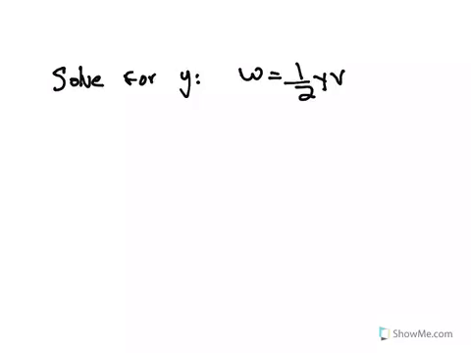In this example, we're solving a literal equation for a specific variable. In this case, they want us to solve for y. So, my equation is w equals 1/2 yb. I'm solving for y, so I'm going to start by multiplying both sides by 2 so I can get rid of the fraction. So I'm going to multiply this side by 2, this side by 2.